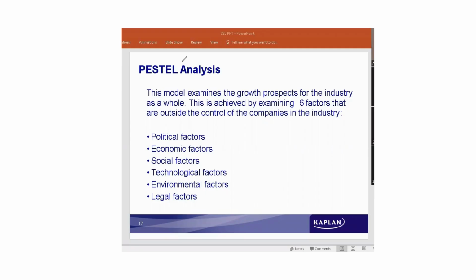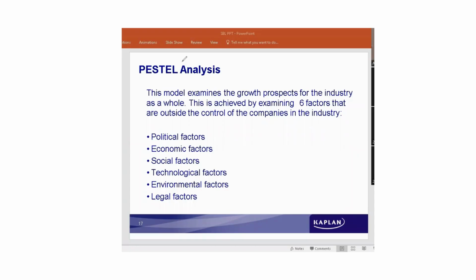The political factors talk about the political stability in the economy, in the external environment. Whether there is stability or not will have an impact. Too many fluctuations, too many changes, political unrest in that economy, the firms also get affected because of that instability. So we look at the political factors.